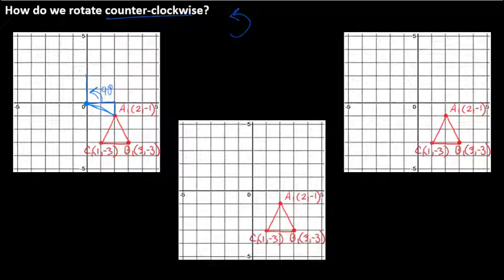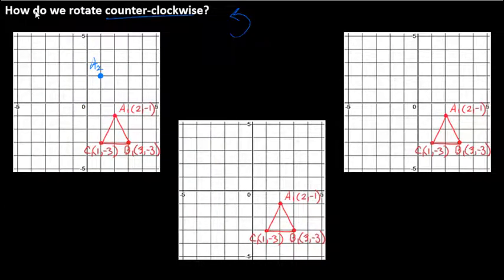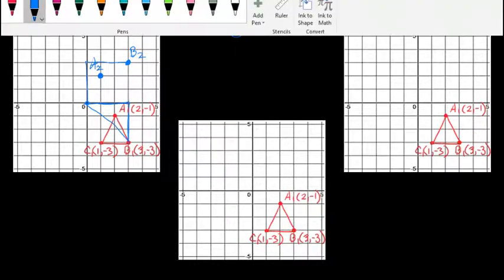So I'm going to be 2 by 1 right here. And that right there is going to be my A2. Go ahead and erase, and let's see where my other points are going to end up. Okay, so let's look at B now. So that's a 3 by 3. So I'm going to go up 3 over 3. That's going to put me right here. So there is my B2.